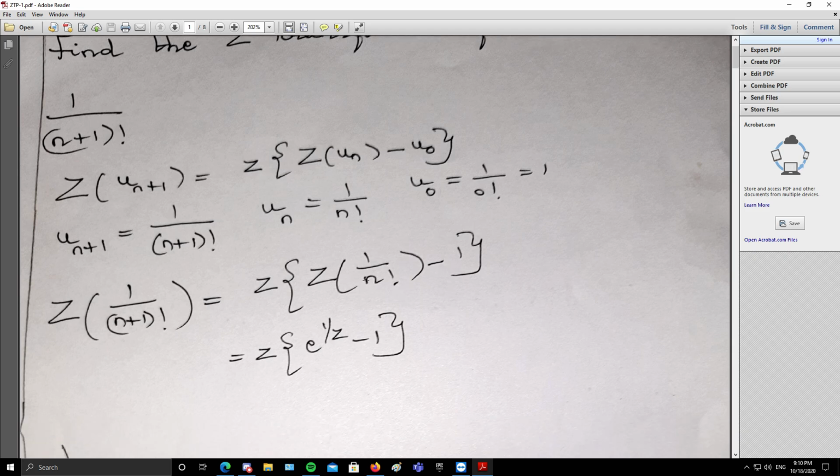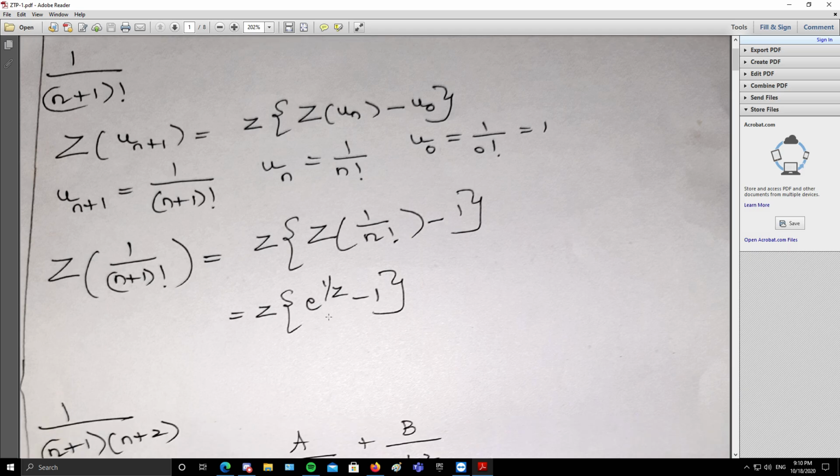So what is Z of 1 by n factorial? It is e power 1 by z. I have discussed this in the last class. I told you it is one of the standard functions. You have to remember the transform of 1 by n factorial. I have shared this in the formula page. You have to learn this transform by heart. Z of 1 by n factorial is e power 1 by z. So the answer is z times [e power 1 by z minus 1].